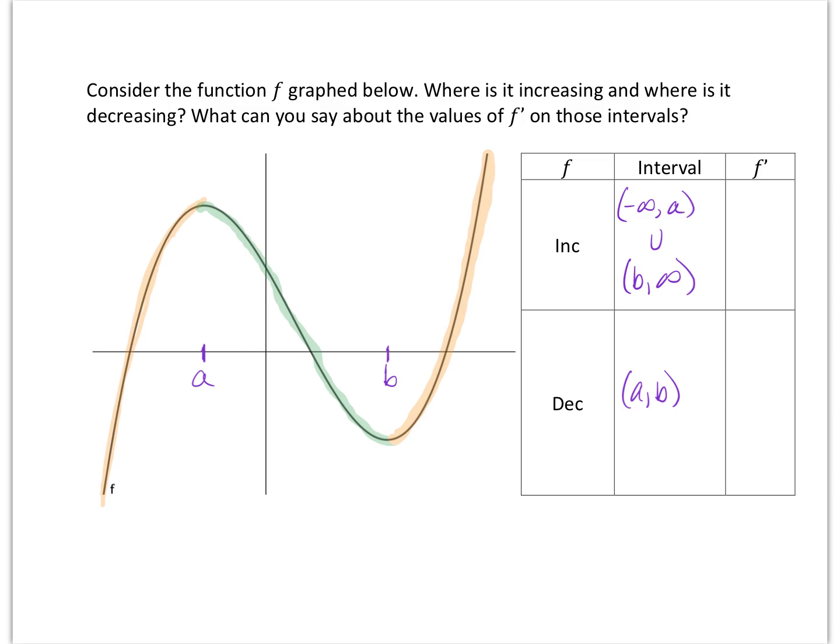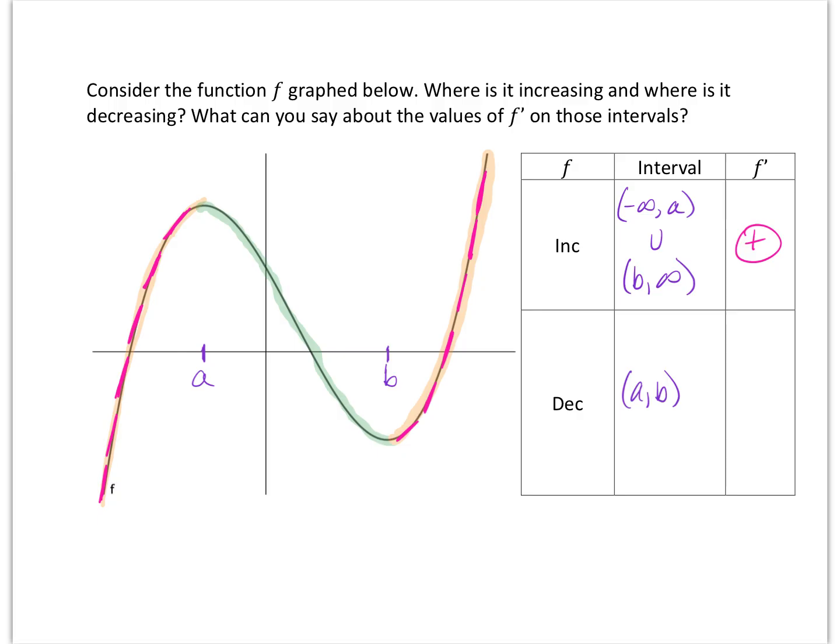So remember, f prime is the slope of the tangent line. So I'm going to draw some tangent lines in the orange regions. So just drawing a bunch of little tangent lines, a bunch of f primes, and all of these tangent lines have a slope that is positive. Same over here. Any tangent lines I draw along this curve in the orange area have positive slope. So f prime is positive.